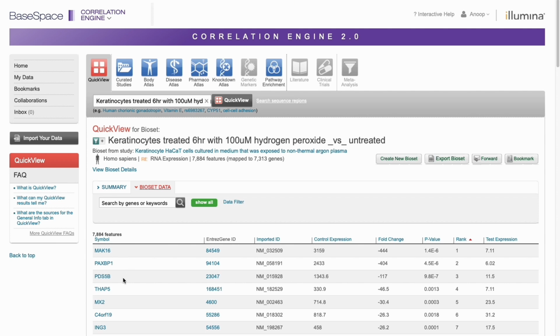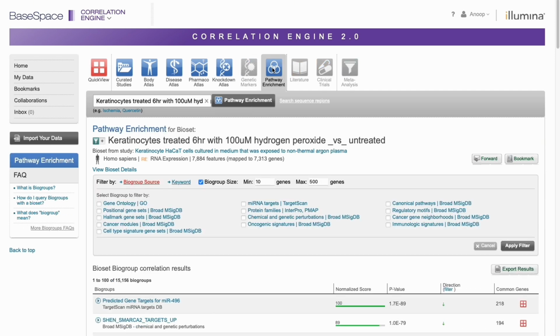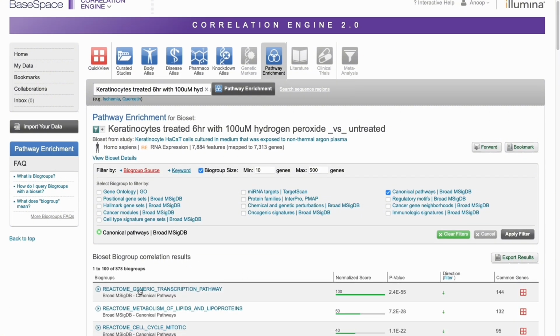One way we can begin to better understand what's going on in the cells in response to treatment is by using the Pathway Enrichment app. The app finds correlations between the genes differentially expressed in the treatment and those comprising knowledge-based biomarker sets or biogroups. These biogroups can correspond to gene ontology sets or, for instance, MSigDB pathways, as selected here.